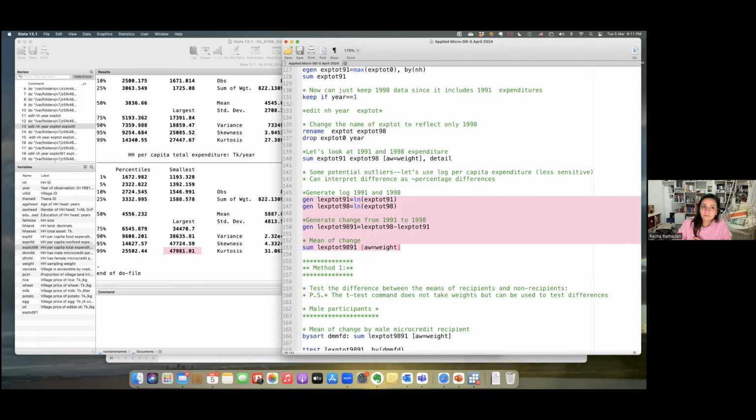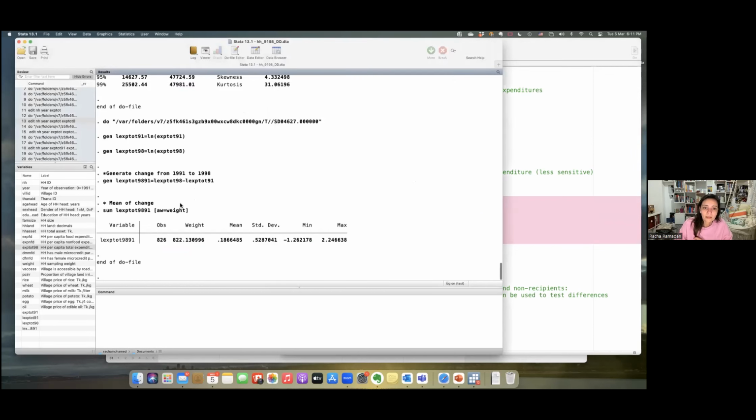And here I get that over the 2 years, this difference between the total expenditure per capita in log form in 98 and in 91, for some households it decreased by 1.2%, while for other households it increased by 2.2%. So we can see that without controlling for who had been treated or who had not been treated, some households observe their expenditure per capita increasing and others observe that it decreased.